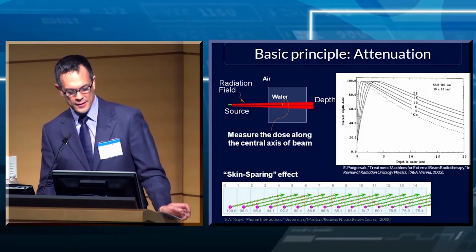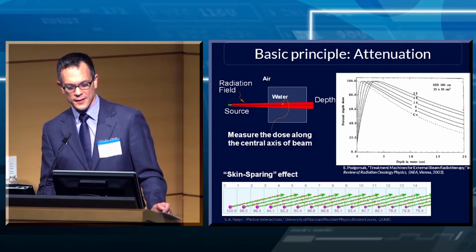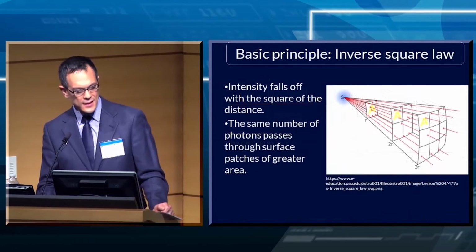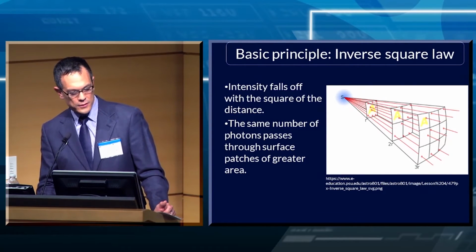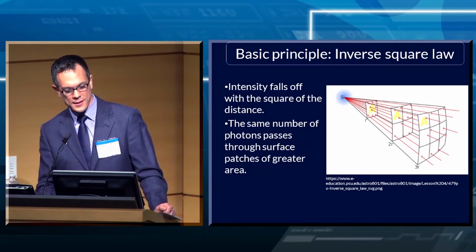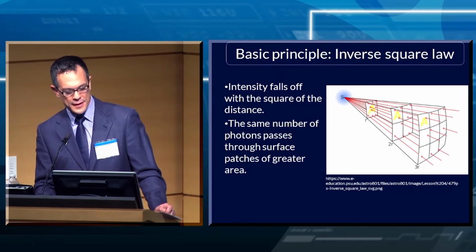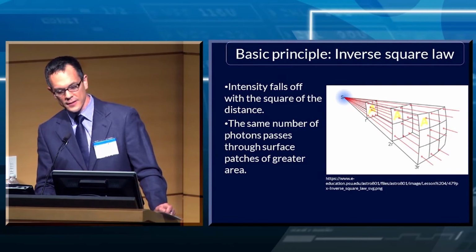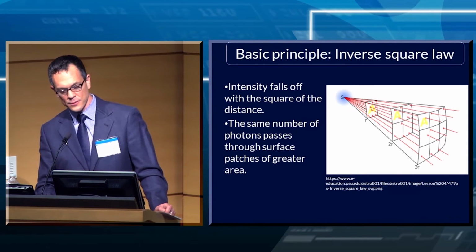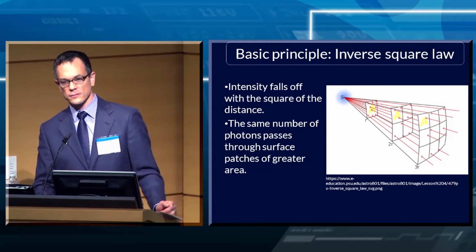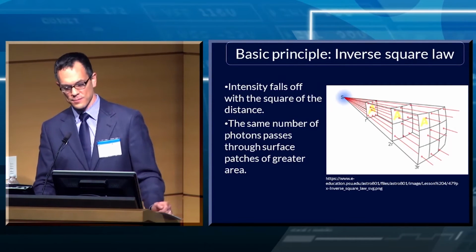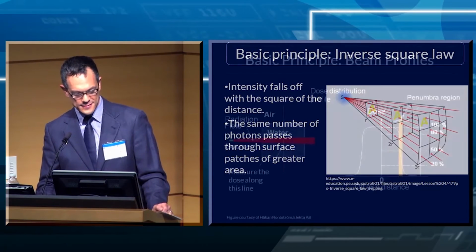So the interactions all happen at a deeper level than the initial interaction. If you're doing modeling, another thing you need to model is the inverse square law. If you have a point source of radiation, then the intensity falls off with the square of the distance. The reason is that if you have the same number of photons coming out of this source, the number of photons that pass through the ever-expanding patches of surface area as you go farther out drop off by the square. So that's why it falls off by the square of the distance.